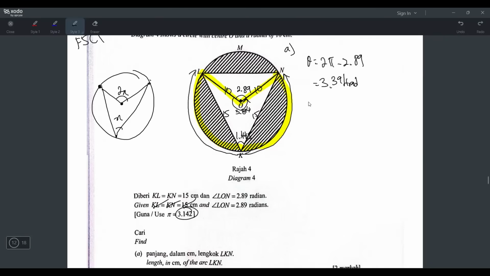So now to find the arc LKN, which is the major arc, I just take r theta. So r is 10 times theta, 3.394. And when you use this formula, your angle must be in radian. That's why you don't need to convert it. It's nice really. So you get 33.94 cm. Okay, that's it. Now for B.